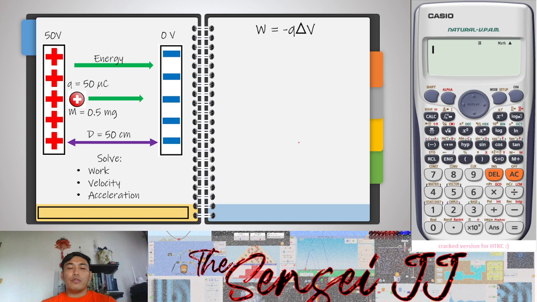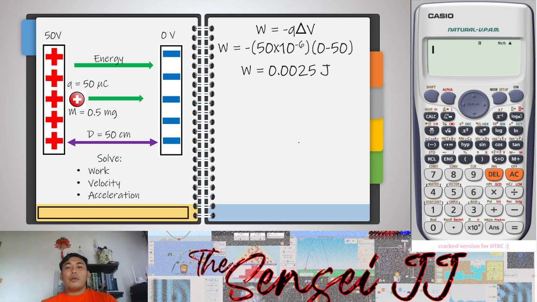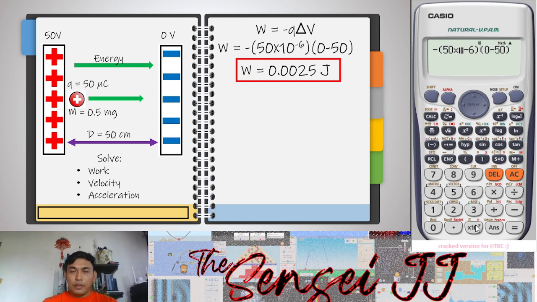We have here the formula of W is equivalent to negative Q delta V. So we have our work of negative 50 times 10 raised to negative 6 multiplied to 0 minus 50. In here we can solve for our W with a value of 0.0025 joules. Okay, so let's try to solve this one. We have here our negative 50 times 10 raised to negative 6 and 0 minus 50. So, sir, why is it 0 minus 50?